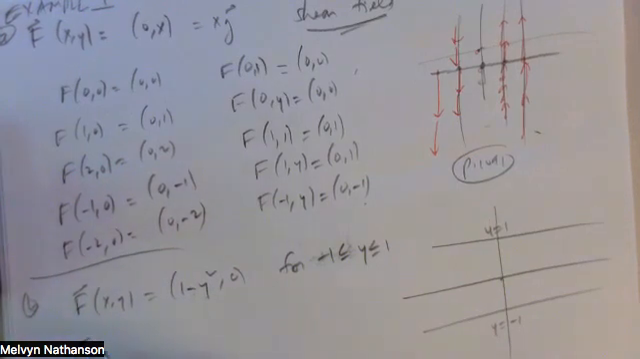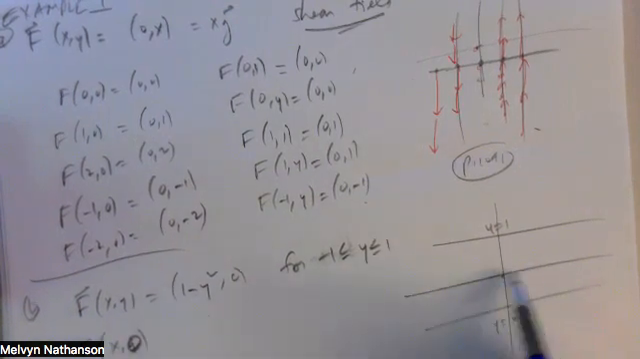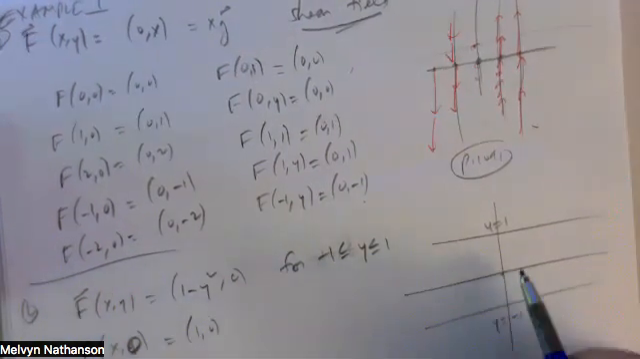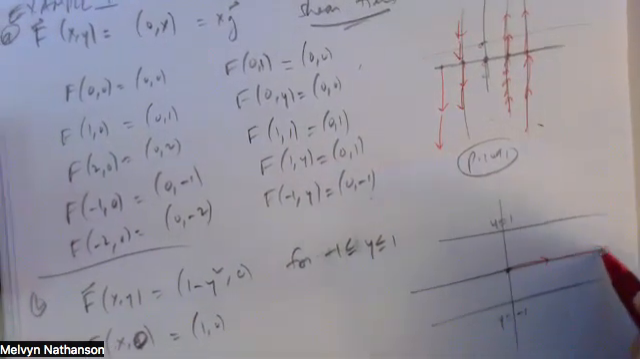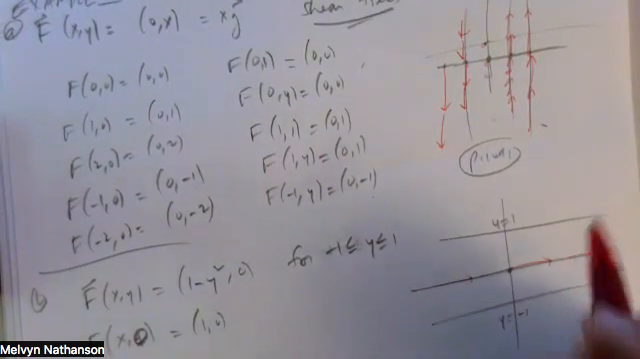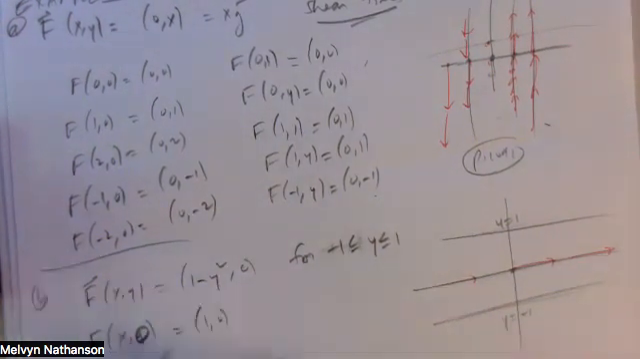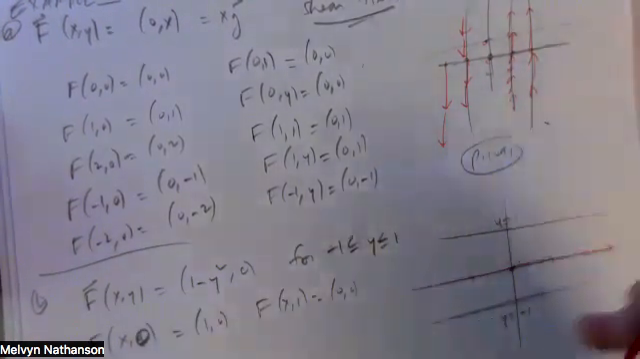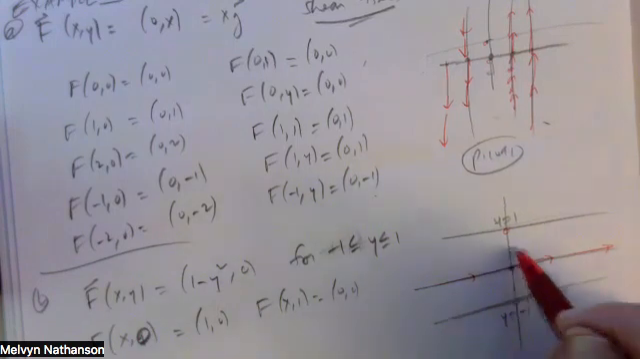When y is equal to 0, that means on the x-axis, these are all the points (x, 0). f of (x, 0) is (1, 0). So on the x-axis, at every point, there's a vector pointing horizontally to the right of length 1. When you're at the edge, when y is equal to 1, f of (x, 1) is equal to (0, 0). It's just the 0 vector.